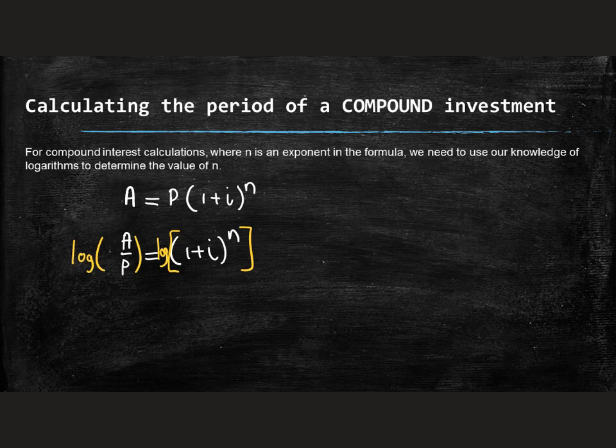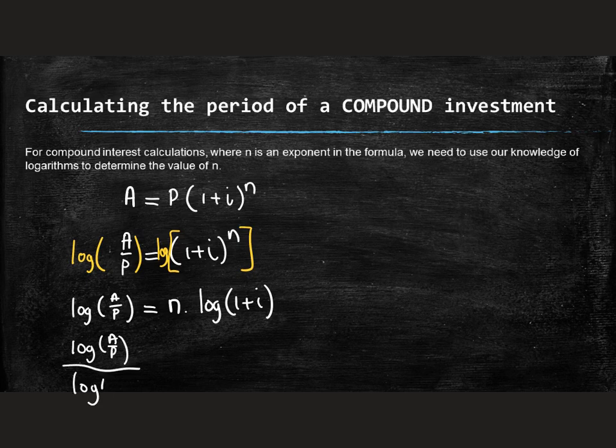And you know that in the log world, we don't like to have powers. So I would have log of A over P. The power n would come down as a coefficient, and I would still have the log of the interest rate component. We're quite happy now because all we will have to do is break this bond of multiplication. And so I could rewrite it as log of A over P divided by log of 1 plus i is equal to n.